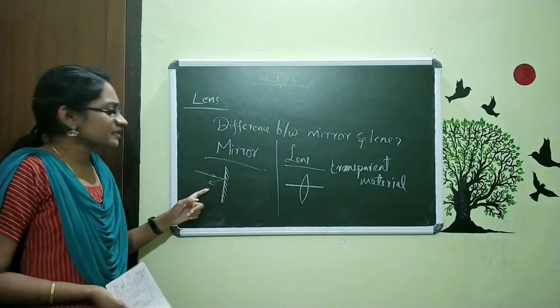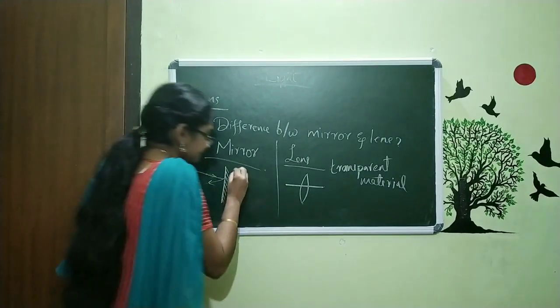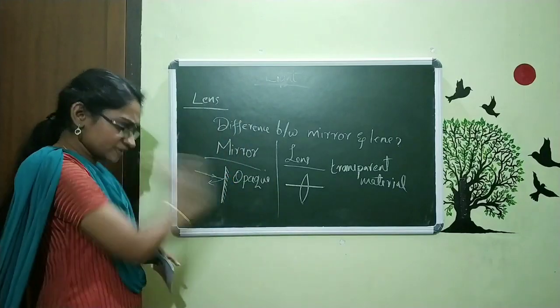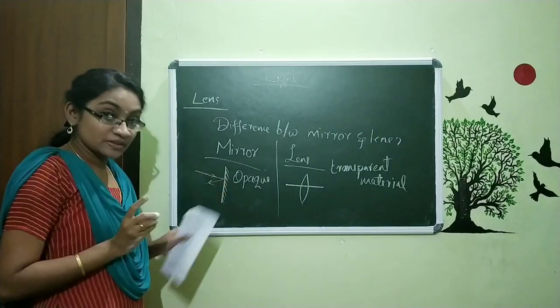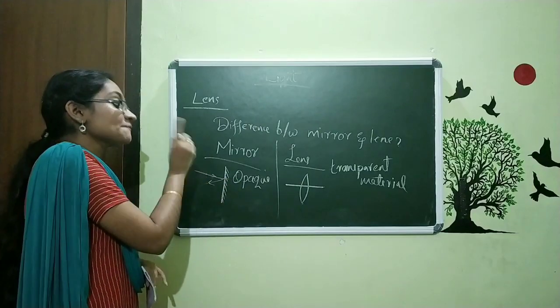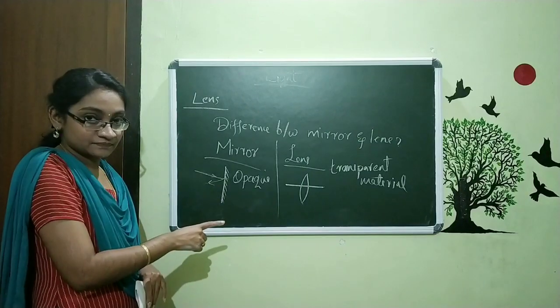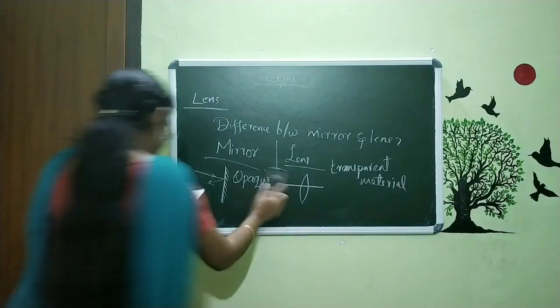And what about the mirror? This is not transparent. It is opaque. No light will pass through this glass or this mirror, and so it is opaque, and that is the basic difference between the mirror and the lens. So now we are going to discuss the further things.